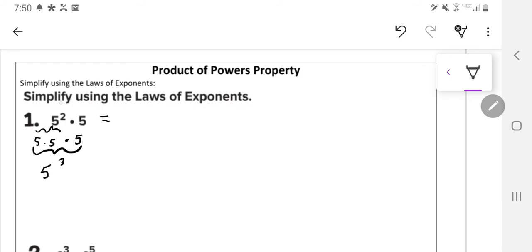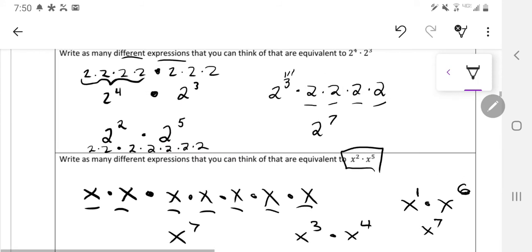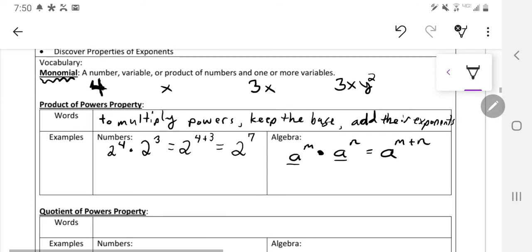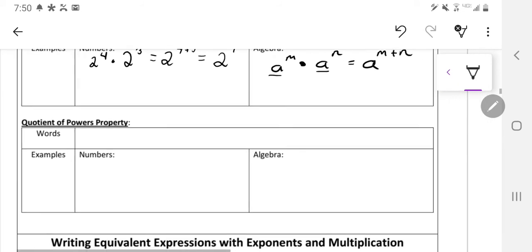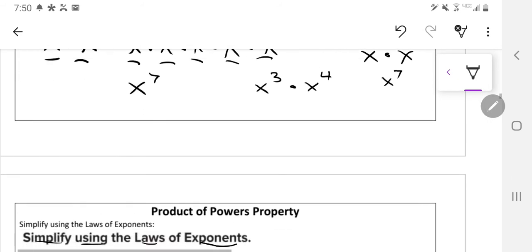Okay, now it says specifically using the laws of exponents, simplify these. They don't want you to actually get the answer. They just want you to use the law of exponents that we worked on up here. That's this. That says basically keep the base, add the exponents. All right, so that's all we're doing right here.